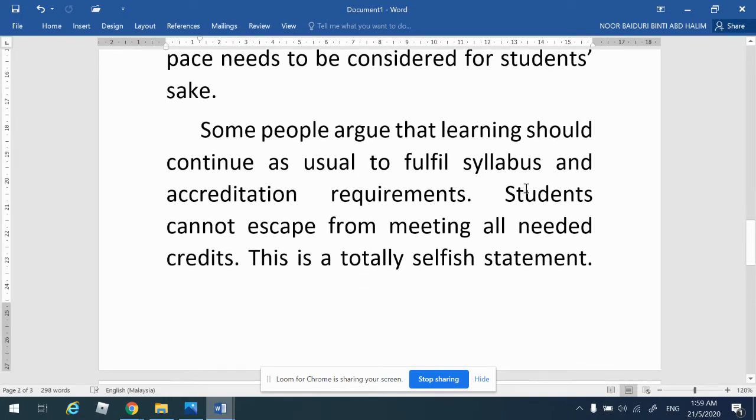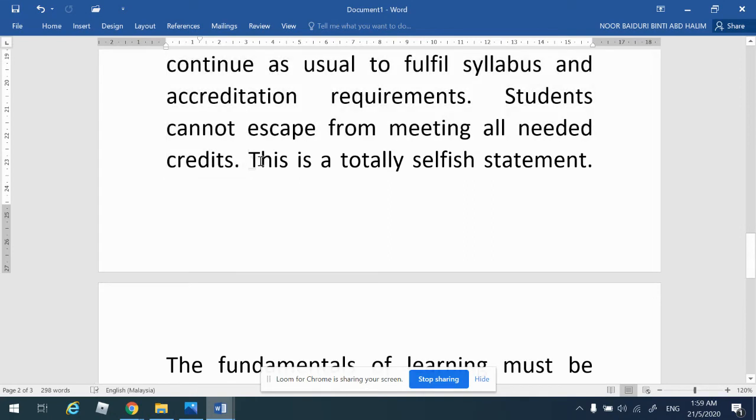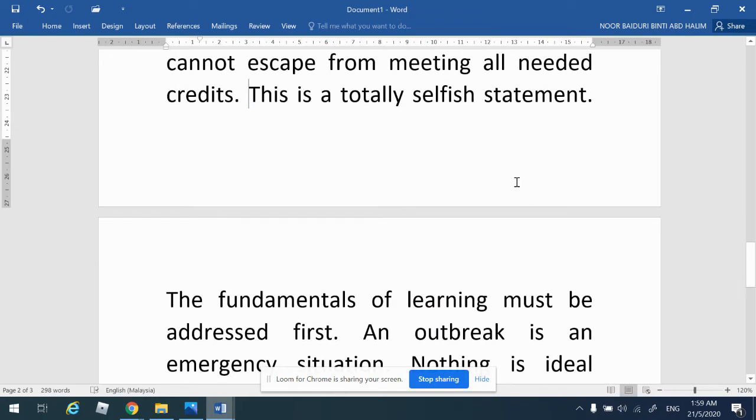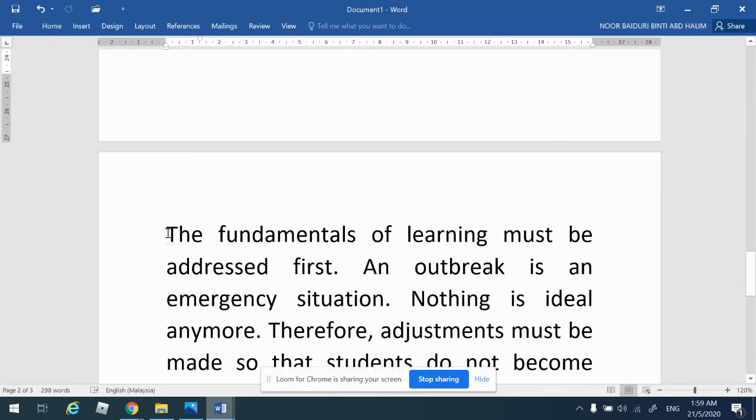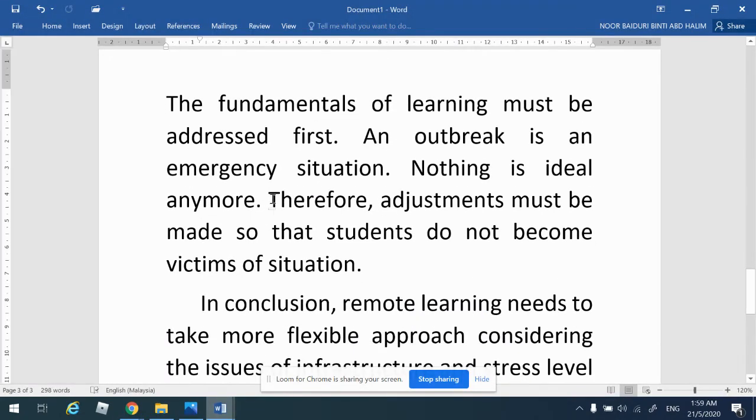Alright? So, and then students cannot escape from meeting all needed credits. This is still counter argument. Apa you punya pihak lawan akan cakap. Then you start to refute. This is a totally selfish statement. You refute. You tolak. Okay, you cakap, the fundamentals of learning must be addressed first. An outbreak is an emergency situation. Nothing is ideal anymore. Okay, and then concluding sentence. Therefore, adjustments must be made. You notice, argumentative essay, you must use words like should, must, because you are arguing.